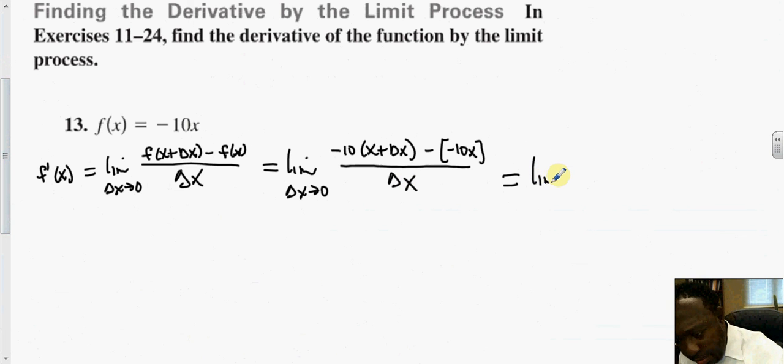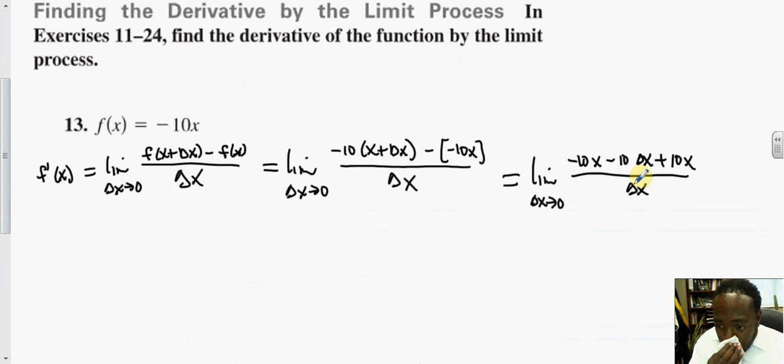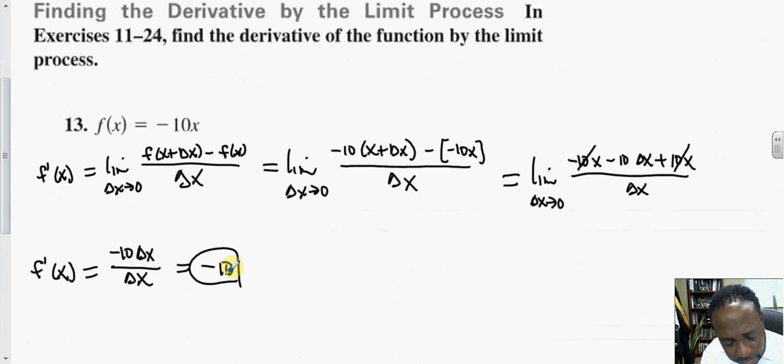So this is now the limit as delta x goes to 0 of negative 10x minus 10 delta x plus 10x, all over delta x. Now the minus 10x and the plus 10x will cancel. So we have f prime of x is equal to negative 10 delta x divided by delta x. And what we have here is just negative 10.